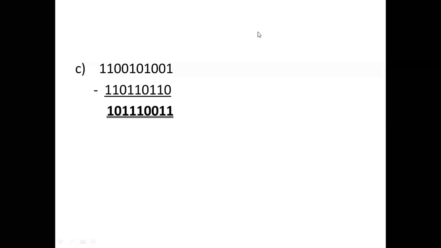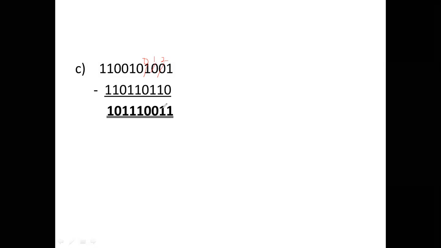All right, so let's move on and see how we solve the third one. All right, now we are here. We would say 1 minus 0, that's a 1. 0 minus 1, it can't, so we need to borrow. We need to borrow here. So that means we'll come and borrow from here. When we borrow from here, this becomes a 0. This becomes a 2. And this becomes a 1.